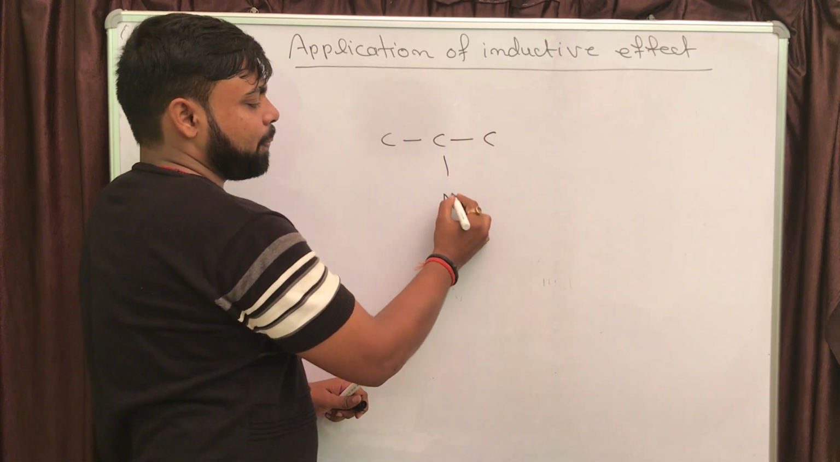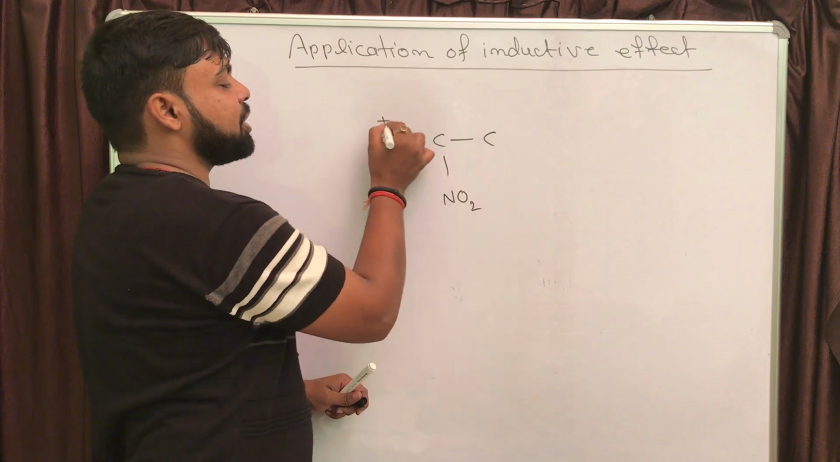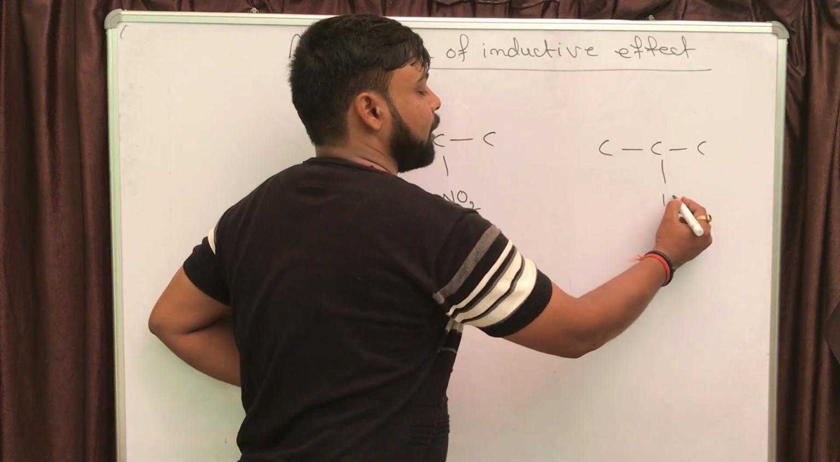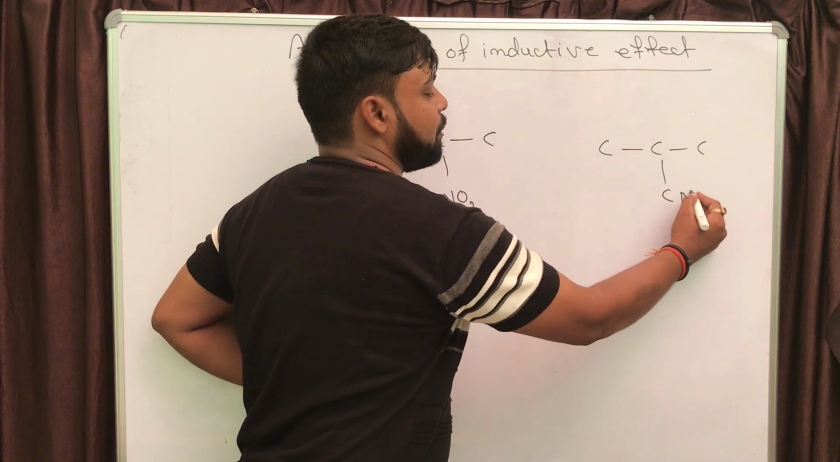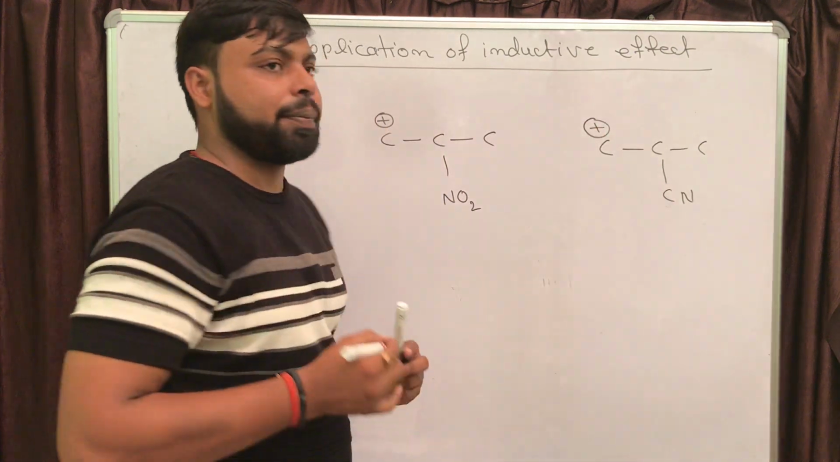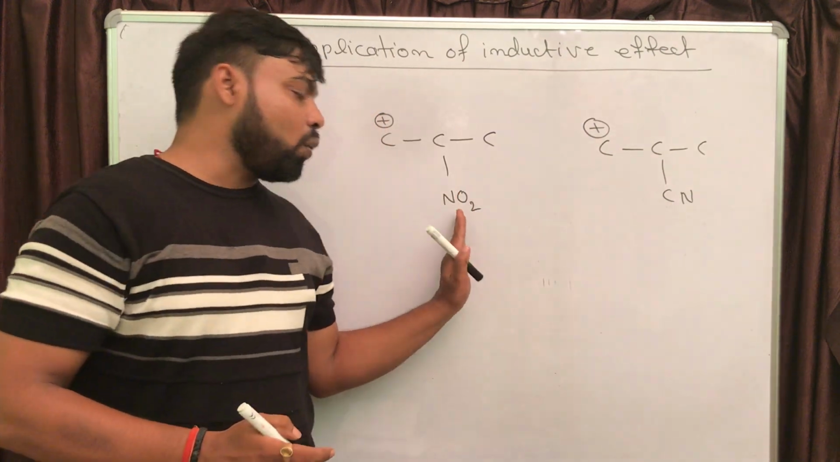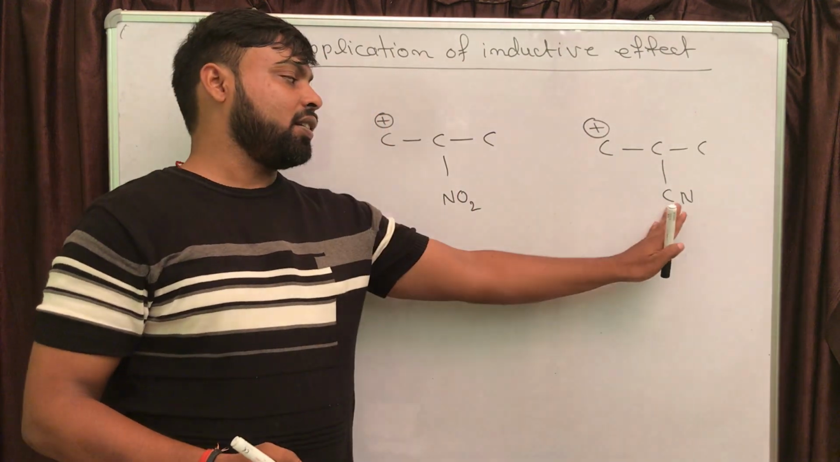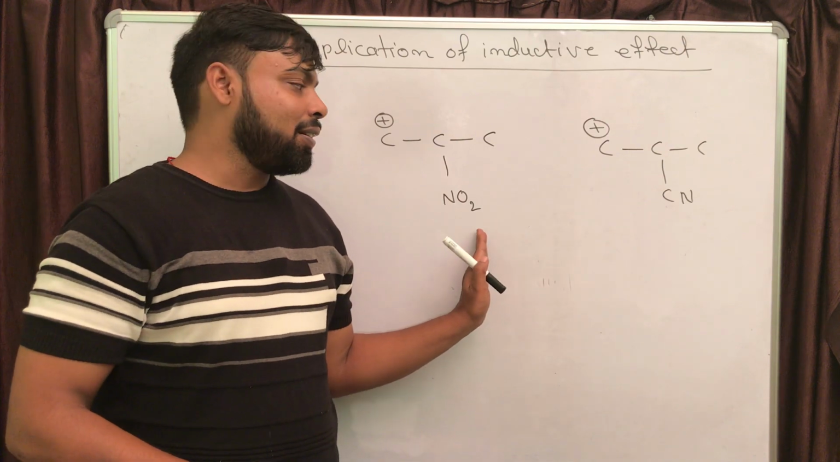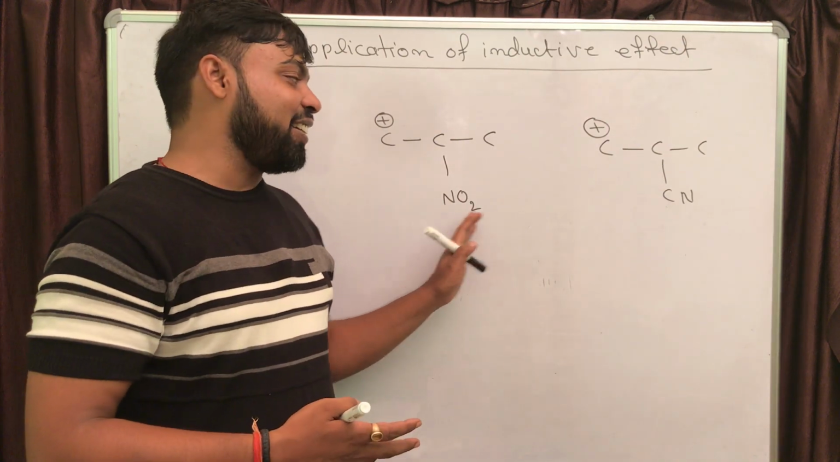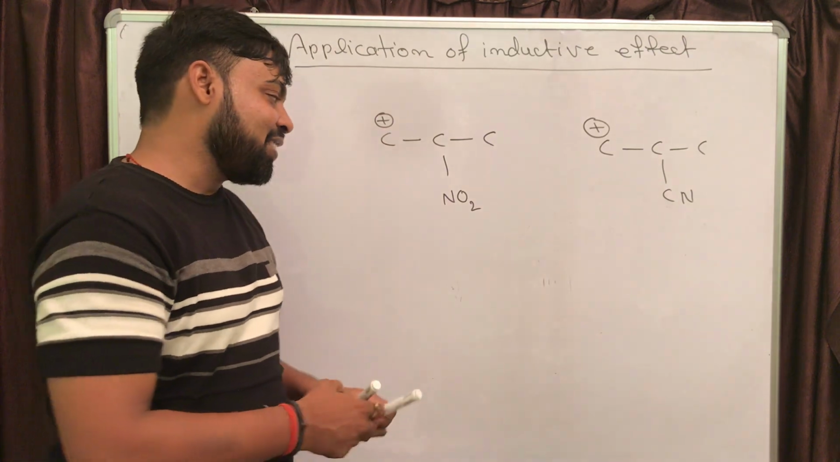Similar situation. If I am having positive charge on first carbon, then what will happen? Now, both are electron withdrawing, NO2 and CN. This is the point of difference. We will use our mind only where there is difference in the compounds.